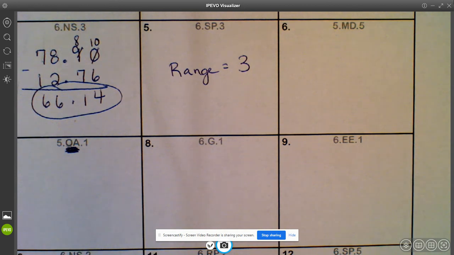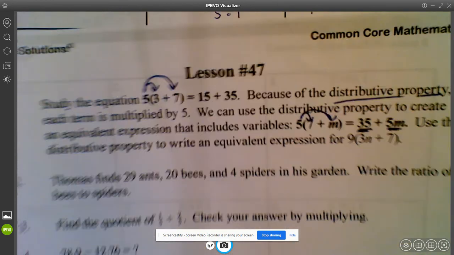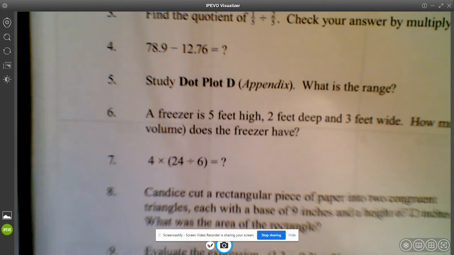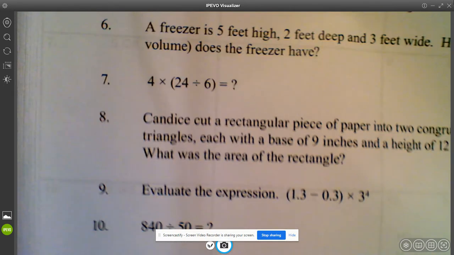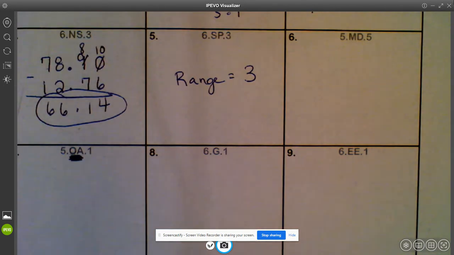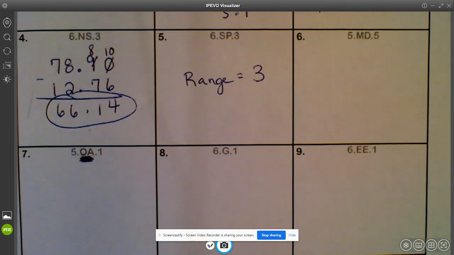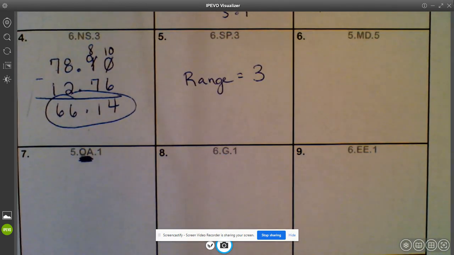Hey guys, so it is day 5 of NTI, Monday, and we are looking at lesson 47 on your Simple Solutions, and we are doing problems 6 through 10. We completed 1 through 5 on Friday, so we're going to start with problem 6.